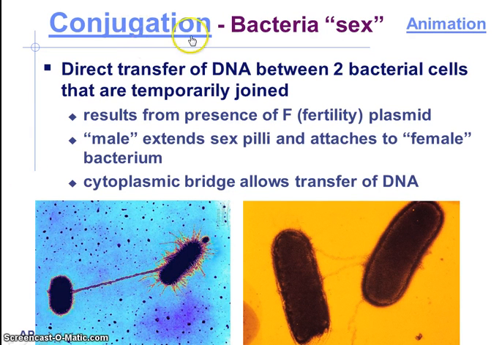Conjugation is bacterial sex, so they actually take their pili. See another picture here, and they actually can transfer a plasmid from one to the other. So it's direct transfer of DNA.